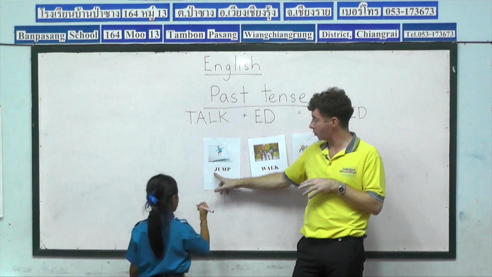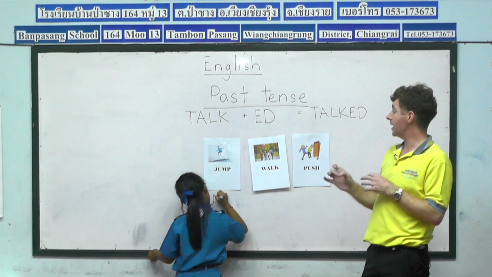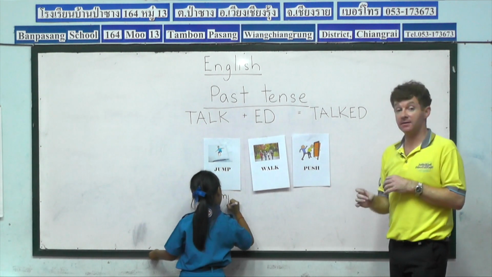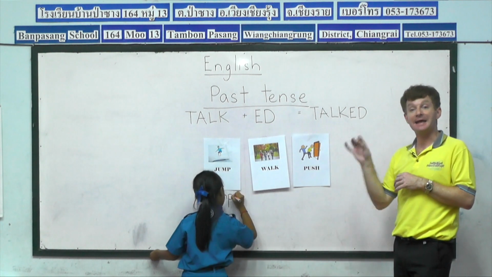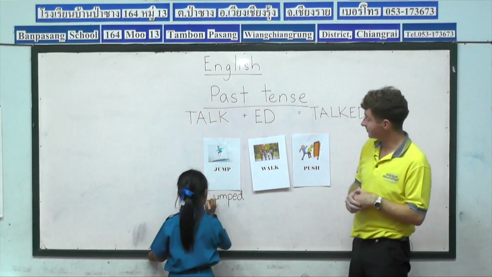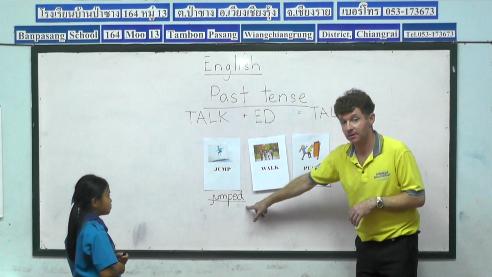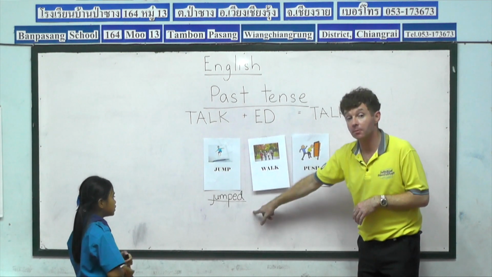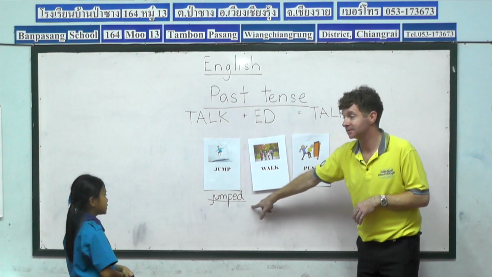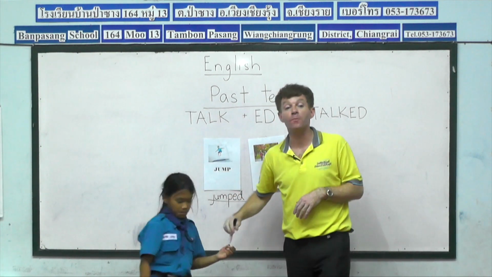ED. So first of all, we need J, U, M, P, and then ED. Excellent. So we have changed jump, jumped, jump, jumped. Present tense, past tense. Pak Bung, excellent. Big high five and round of applause for Pak Bung.